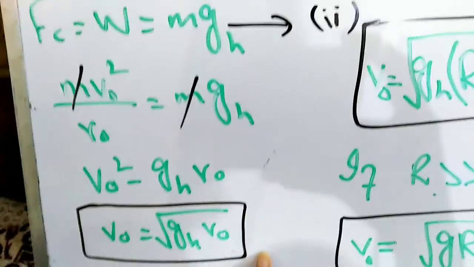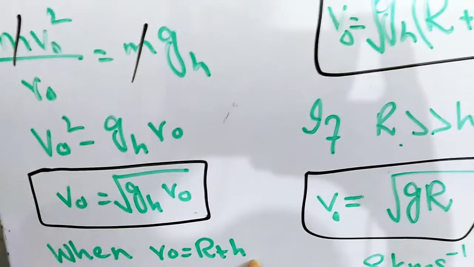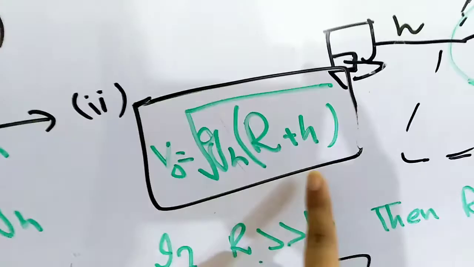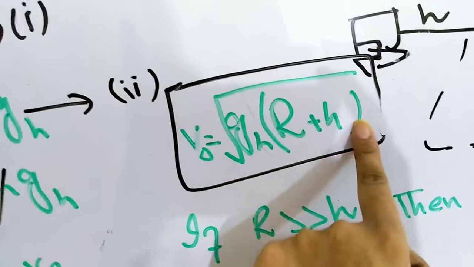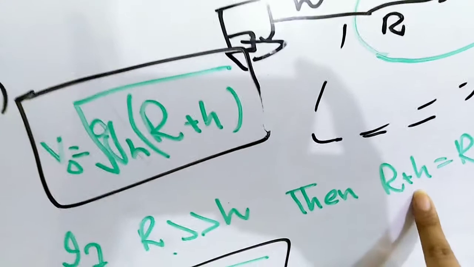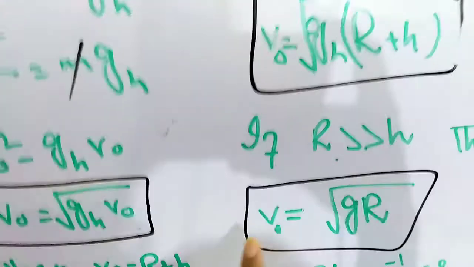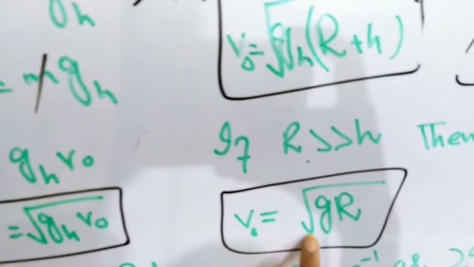Now r naught is equal to capital R plus h, so we alter the formula in this way, with R plus h. In a case where capital R is much greater than h, then R plus h would be equal to capital R, and g h would be equal to small g. So we put these values in the above expression, and v naught is equal to the square root of g R.